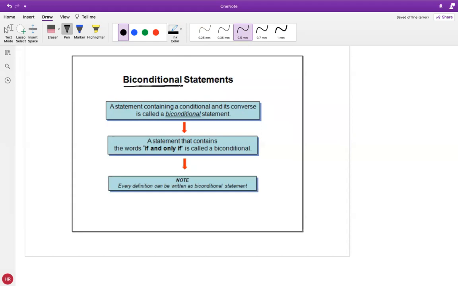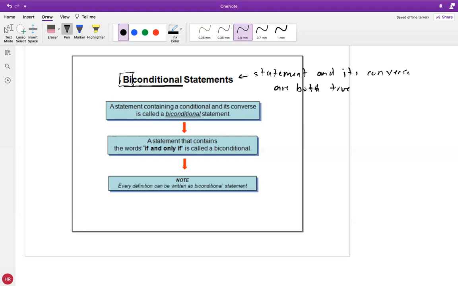Okay, so sometimes the statement and its converse are both true, and when that happens, we call that statement biconditional. Think of it like this: the prefix bi usually means two, like biped or bicep. A biconditional statement is one where the statement and its converse are both true. Meaning if you switch the hypothesis and conclusion, you get a true statement both times. So it's called a biconditional.